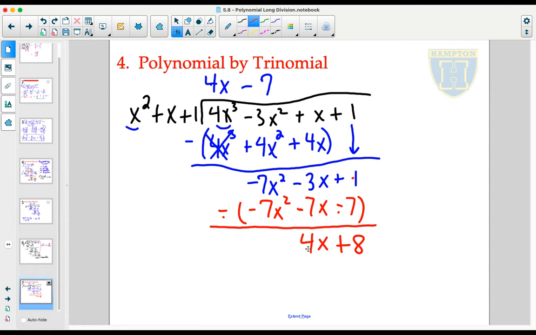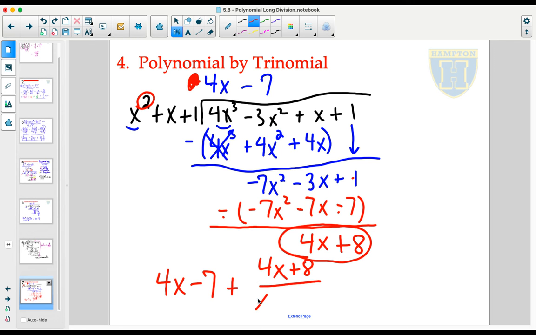We have reached the point where this line is of a lower degree than the divisor, so we are done. And our result for the division is 4x minus 7, the original quotient that we got up here, plus our remainder over the divisor.